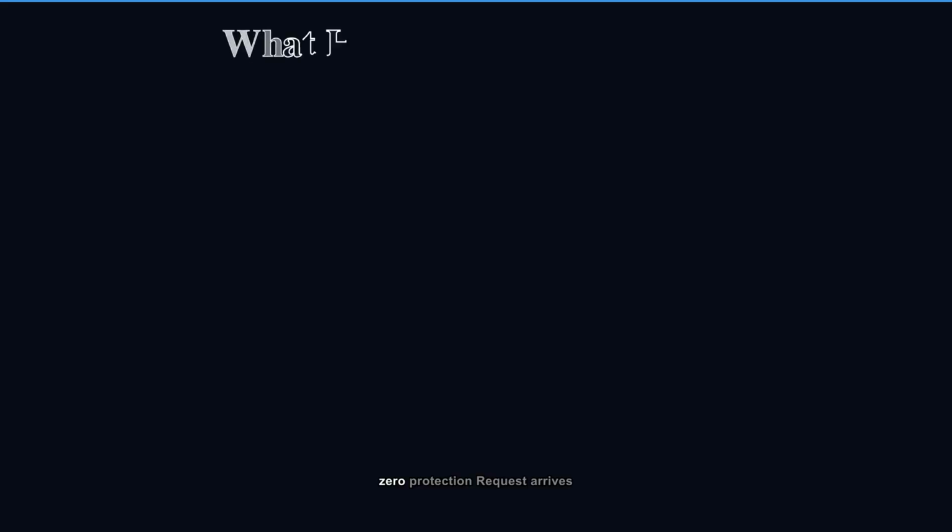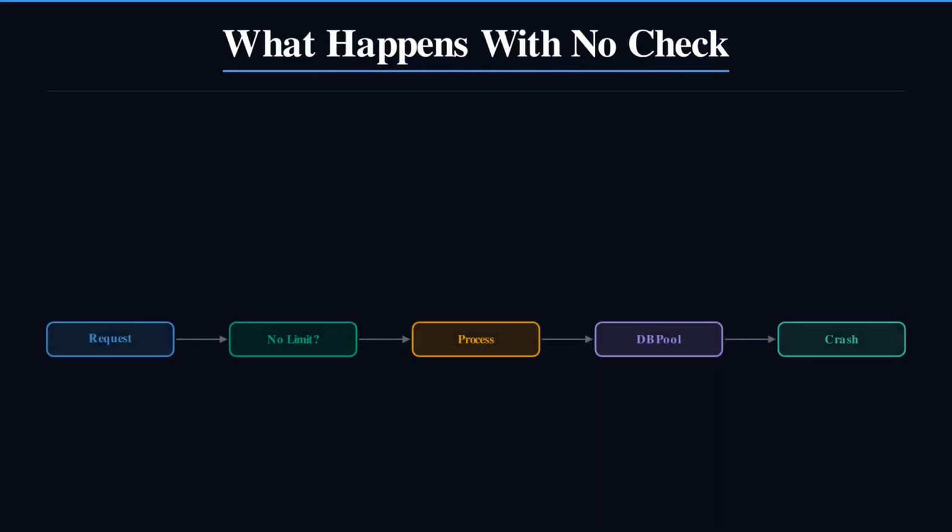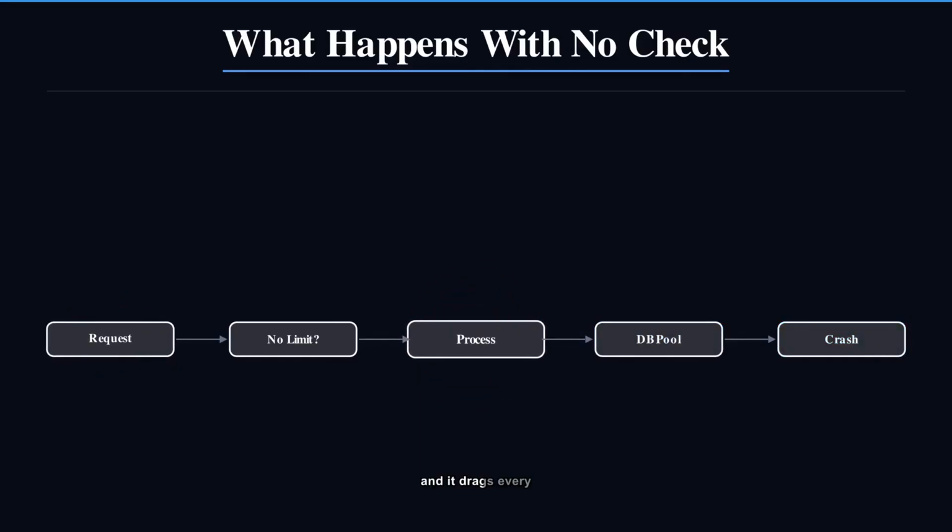Here's the flow with zero protection. Request arrives, server processes it, no matter how many show up. At 10 requests a second, fine. At 10,000 a second from one script, your database connection pool dies, and it drags every single user down with it, not just the offender.